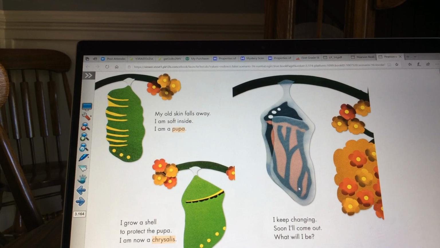Why does the chrysalis grow a shell around itself? You need to make an inference. Reread the sentence that tells you that. Well, why? It says, "I grow a shell to protect the pupa. I am now a chrysalis." So it's protection. Let's go to the next page.